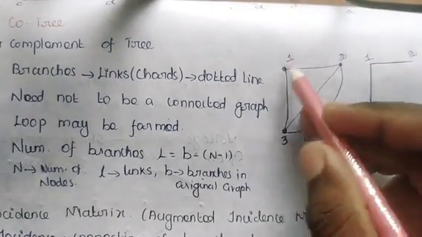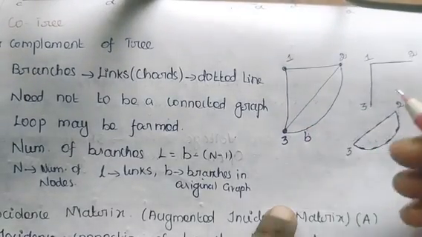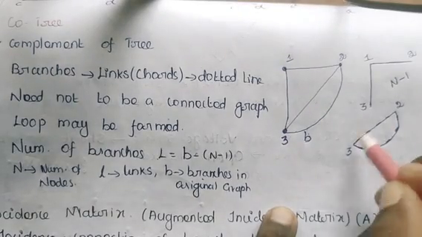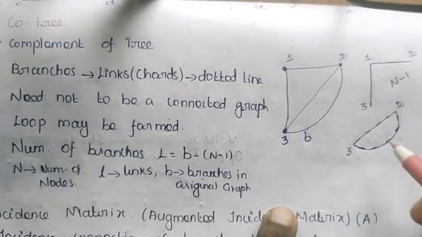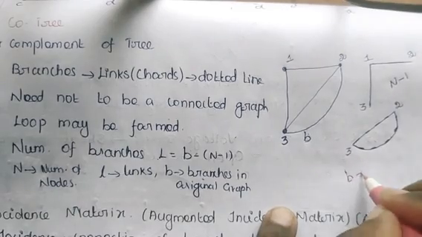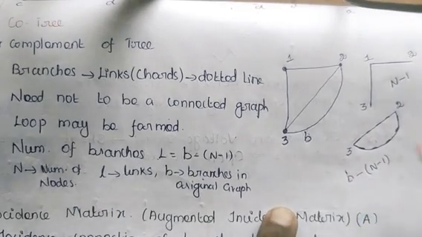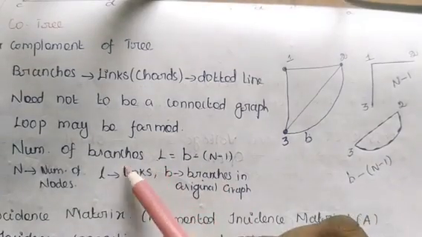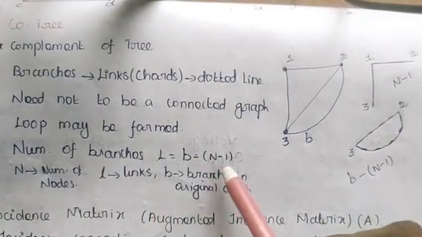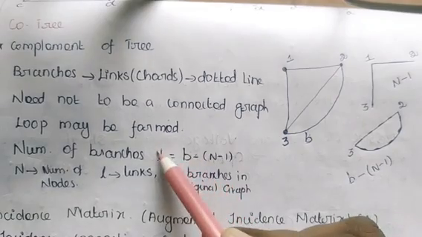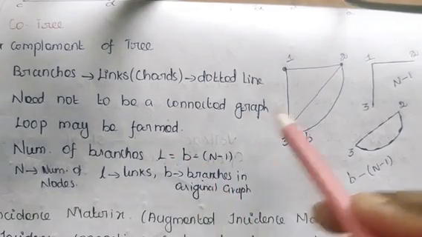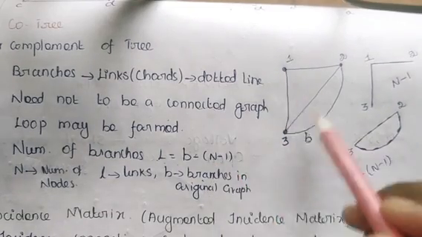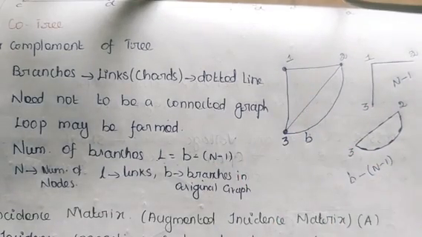A graph consists of a total of b branches. A tree consists of n minus 1 branches. So the number of branches in a co-tree will be b minus (n minus 1), right? So the total number of branches in a co-tree, L, will be equal to b minus (n minus 1), where L is the number of links, b is the total number of branches in the original graph, and n is the total number of nodes in the original graph.